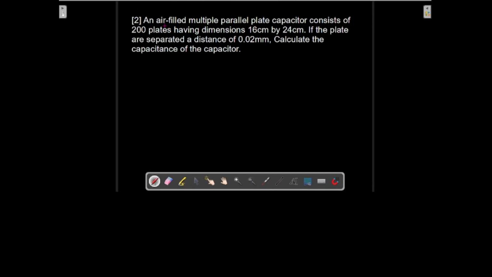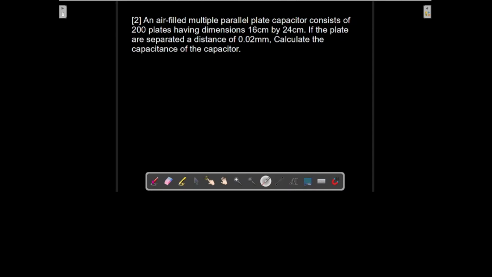Question 2 says an air-filled multiple parallel plate capacitor consists of 200 plates having dimension 16 centimeter by 24 centimeter. If the plates are separated a distance of 0.02 millimeter, calculate the capacitance of the capacitor. All right, so first things first, we know that what we are looking at here is a parallel plate capacitor. That's what we're looking at.